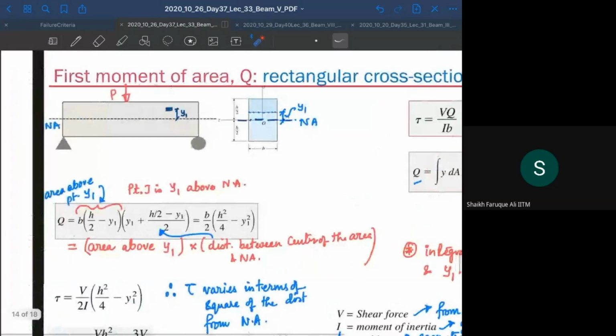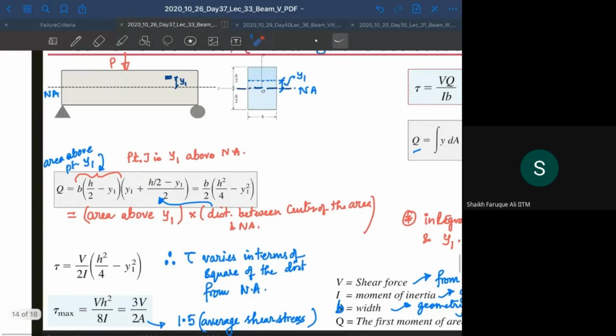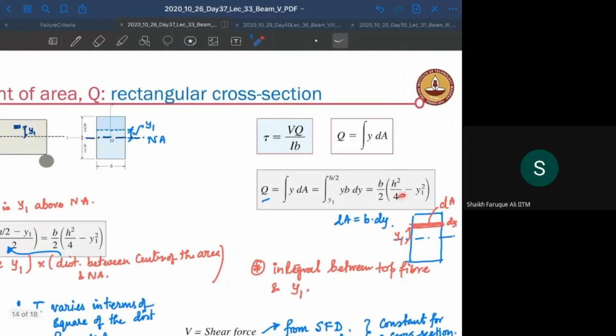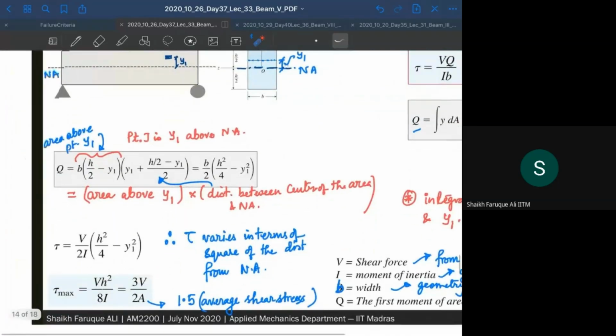This can now be written in a better format. How so? You see this varies with respect to y1 in a square format. When y1 is at the top, h by 2, you replace y1 by h by 2 here, so it will be h by 2 whole squared. That becomes h squared by 4, so the expression becomes 0. So at the top layer it is 0. Similarly, you can do it for the bottom layer, because it's squared. It doesn't matter whether you are on the top side or the bottom side; it comes out to be 0 again.